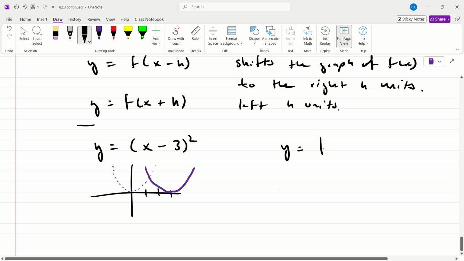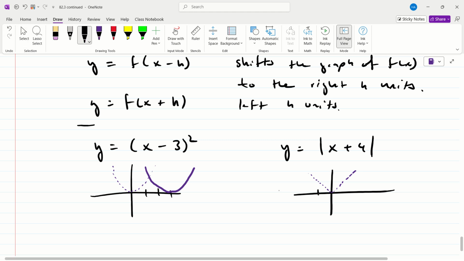Similarly, let's talk about the absolute value of x plus, let's say, 4. We know the base model absolute value of x looks like a v. And because you have a plus 4 here, you're going to move to the left 4 units. So your new graph is going to be over here and look like so. Now, when you're talking about these vertical and horizontal shiftings, you can actually mix them together.